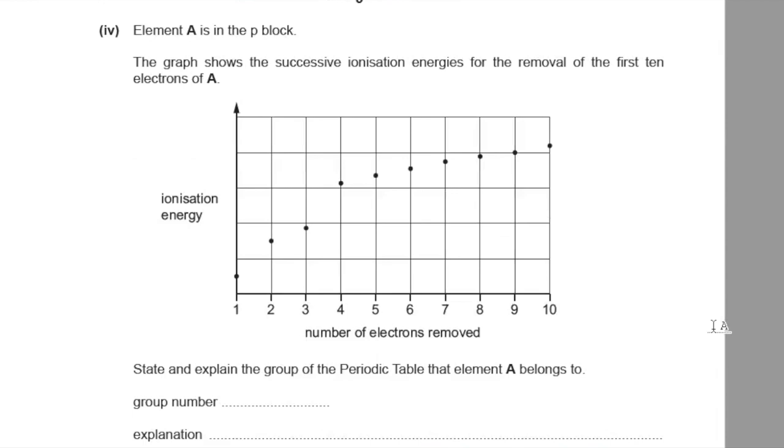Part 4. Element A is in the P block. The graph shows the successive ionization energies for the removal of the first 10 electrons of A. State and explain the group of periodic table that element A belongs to. So it's group 3.